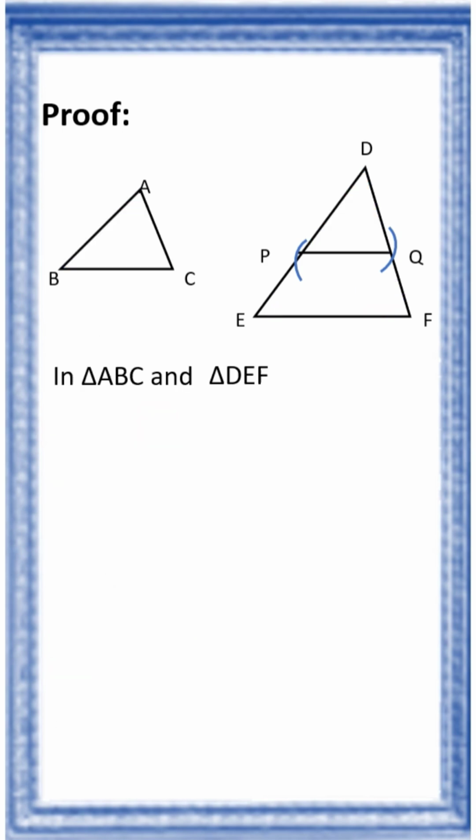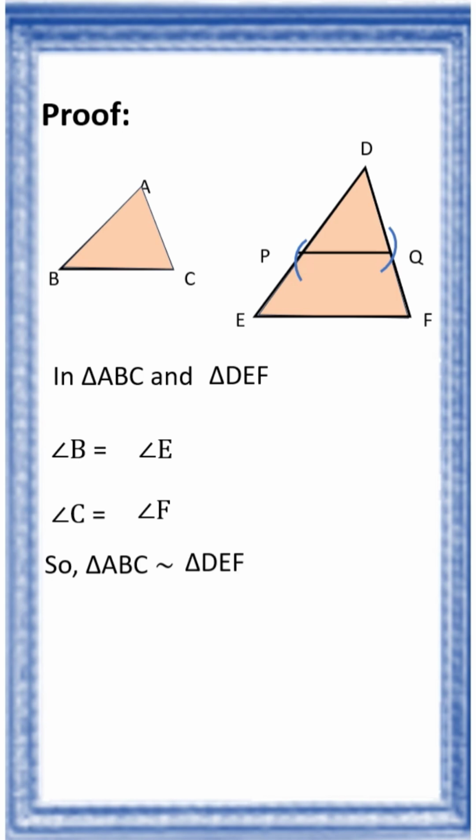Now in triangle ABC and triangle DEF, final part, we have angle B is equal to angle E. We have proved it. Angle C is equal to angle F. So triangle ABC is similar to triangle DEF. Why? Because of the AA similarity criterion. Hence proved.